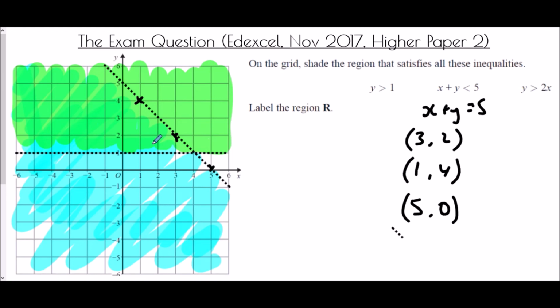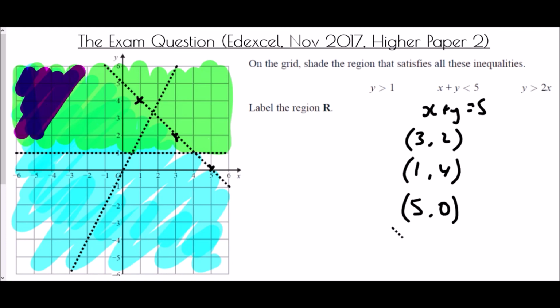Then finally, y is greater than 2x. Well, that is the same as the line y equals 2x. So that is just a gradient of 2, but going through the y-axis at 0. And therefore that is the line here. This is y equals 2x, but we need y to be greater than 2x. And so in this case, that means we want everything above the line.